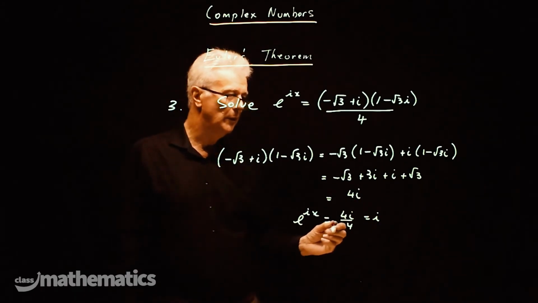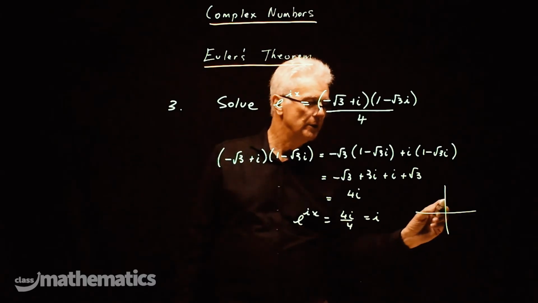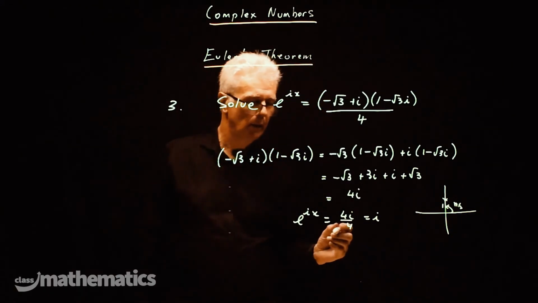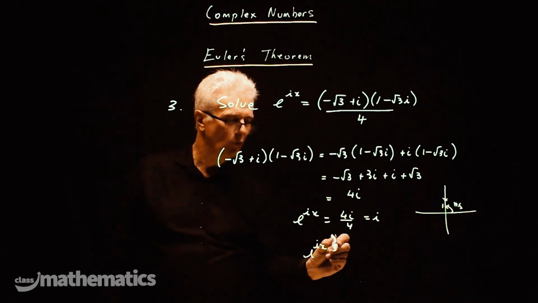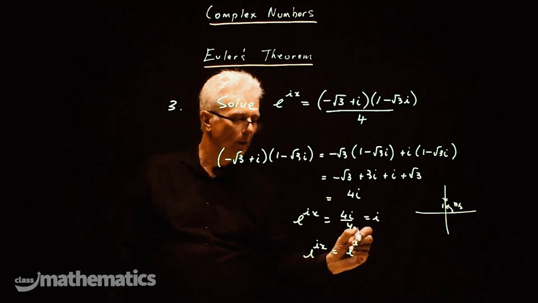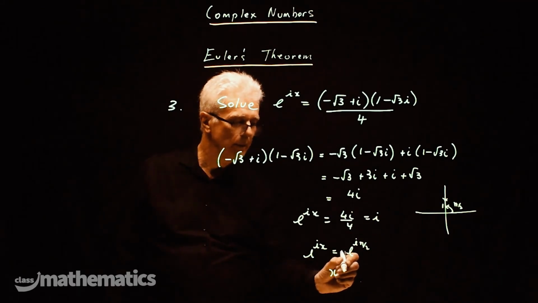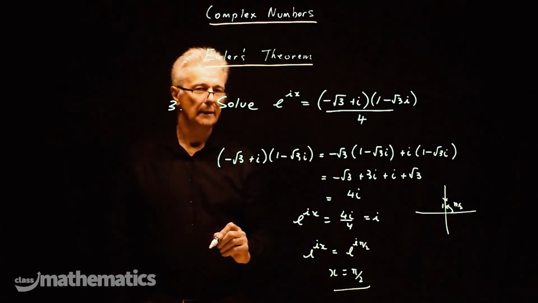So on the Argand diagram, you'd have i is just this one up here. So the argument would be pi/2, and the modulus will be 1. So e to the ix will be equal to e to the i pi/2. That means that x must be equal to pi/2. Done.